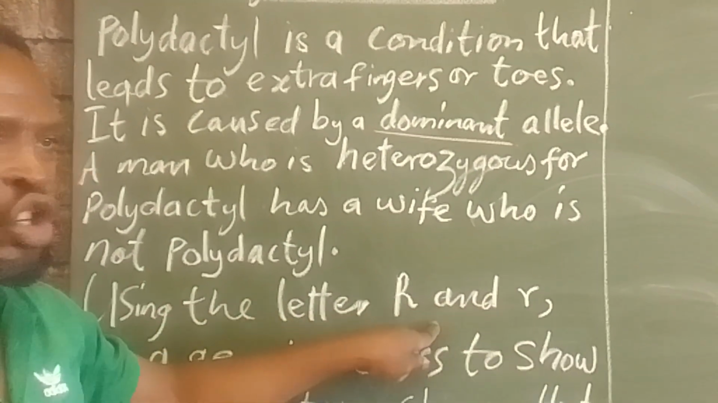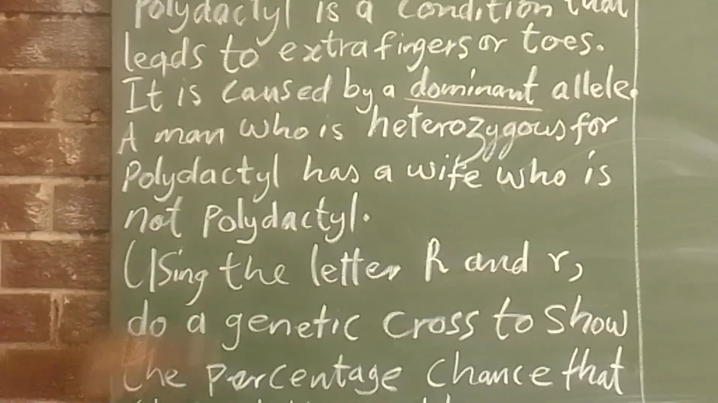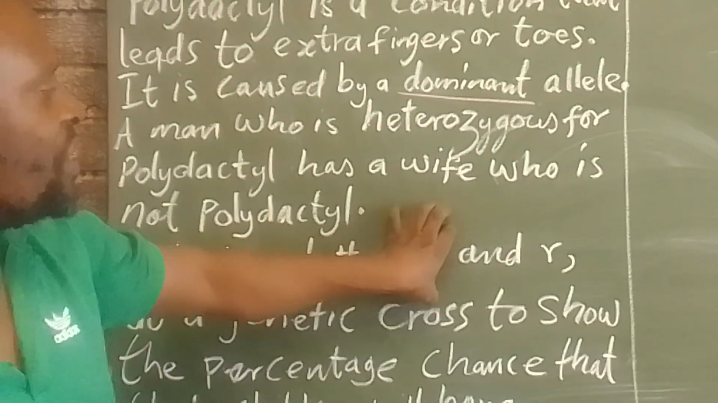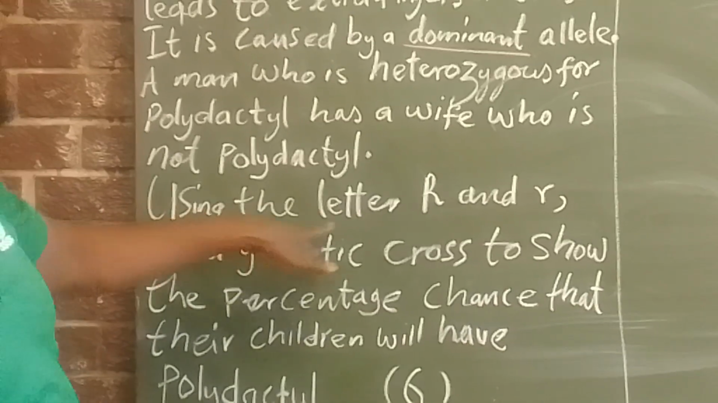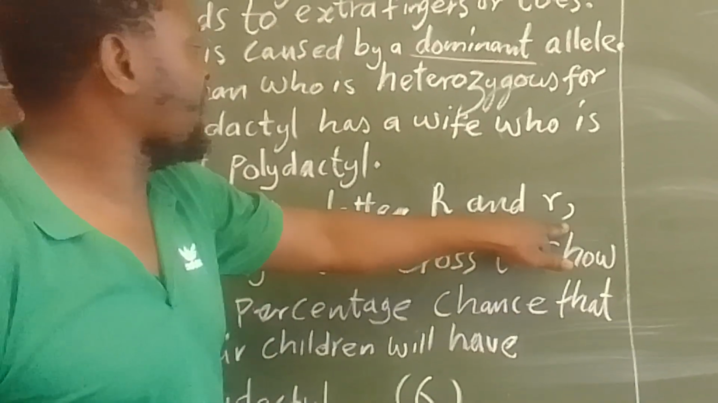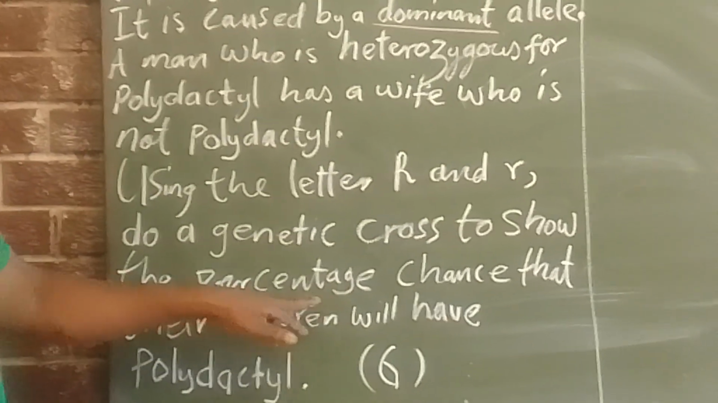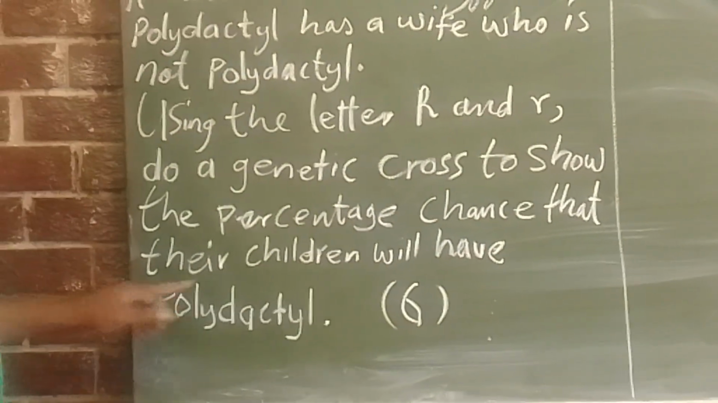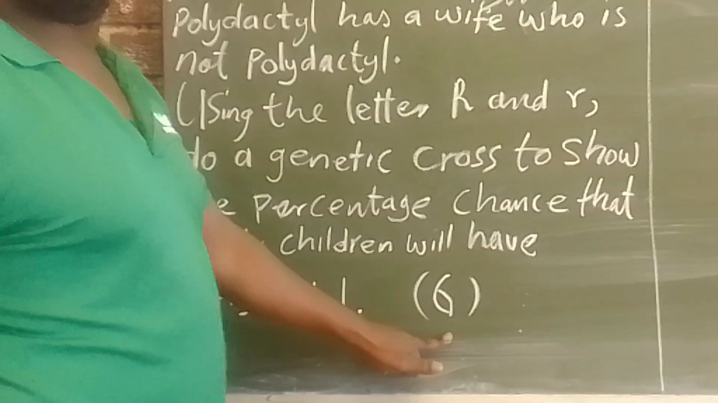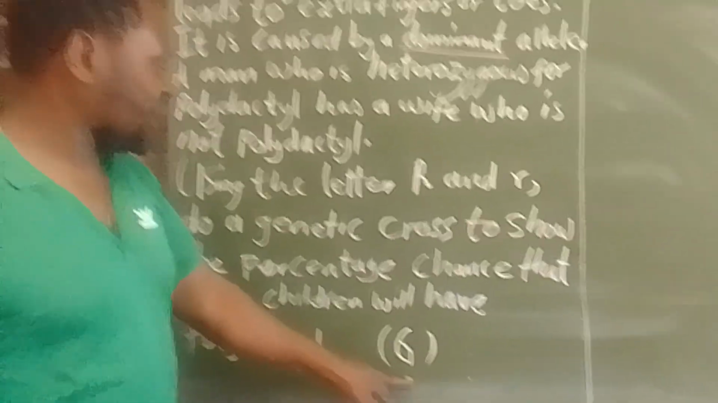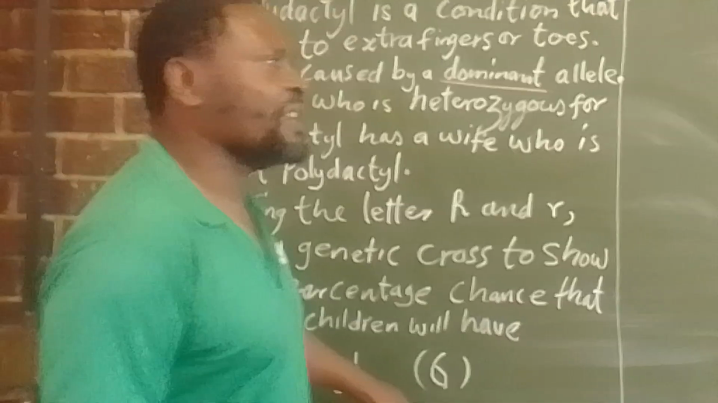Now here we were given a choice. There is a situation whereby they give you the statement without giving you the letters. Here they are giving us the letters, capital letter R and small letter r. Do a genetic cross to show the percentage chance that their children will have polydactyly. These types of questions in the exam or in the test cost 6 marks. So this is where you score high marks in the life sciences test.